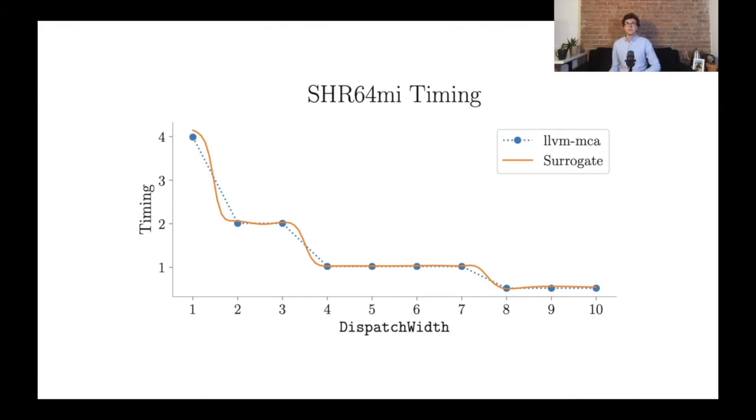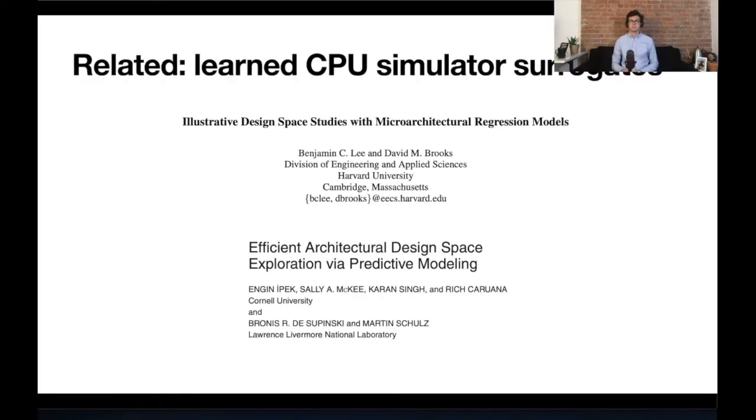Instead, we learn a differentiable surrogate of LVMMCA, which is represented by this orange line. The surrogate aims to make the same predictions as LVMMCA, but it is smooth and differentiable. Although the surrogate isn't precisely the same as LVMMCA, which you can see on the left, it's smooth and differentiable, and therefore you can use it to optimize the parameter values with gradient descent.